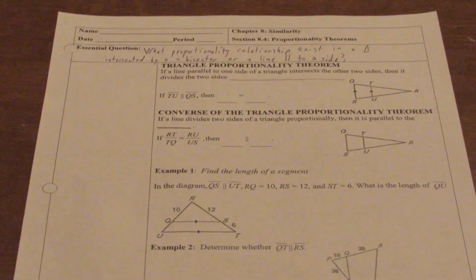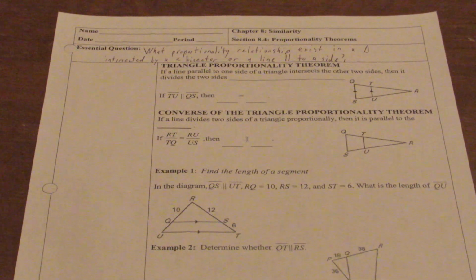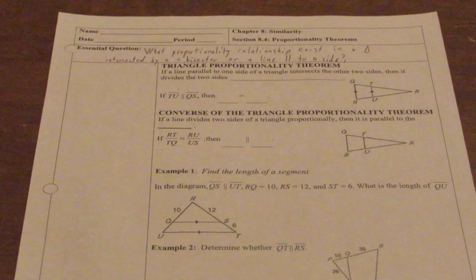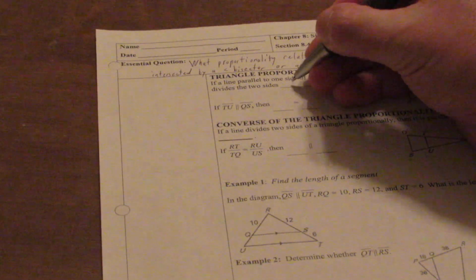Section 8.4, Proportionality Theorems. Our essential question: what proportionality relationship exists in a triangle intersected by an angle bisector or a line parallel to a side? Our first theorem, triangle proportionality theorem: if a line parallel to one side of a triangle intersects the other two sides, then it divides the two sides proportionally.